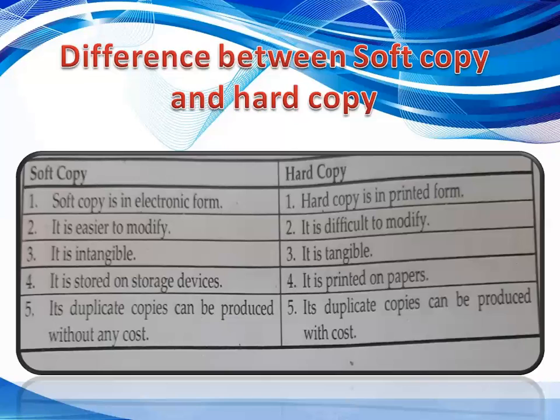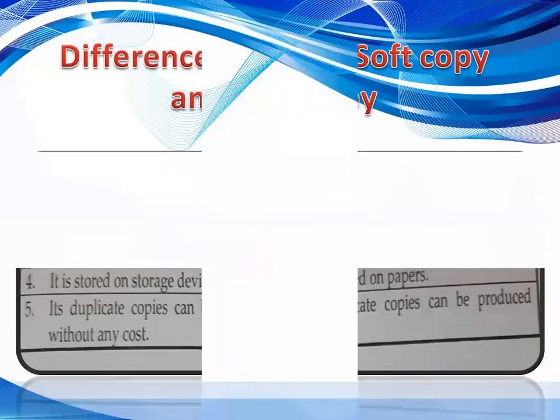For soft copy, duplicate copies can be produced without any cost. But in hard copy, duplicate copies can be produced with cost, means you can make photocopies of that hard copy, and you can take the printout of that hard copy again and again. So it generates cost. And in soft copy, you can make the copy of that file again and again without any cost.